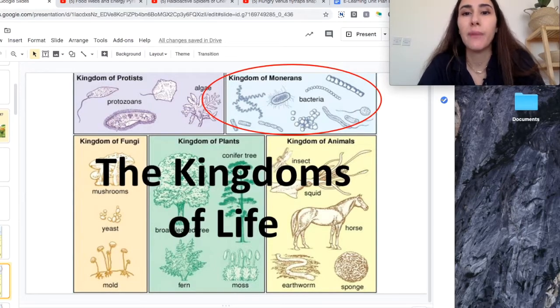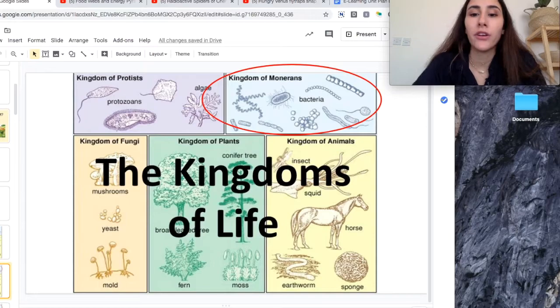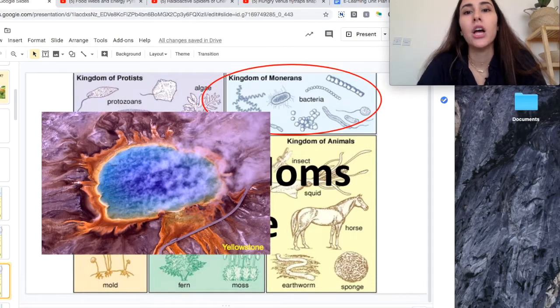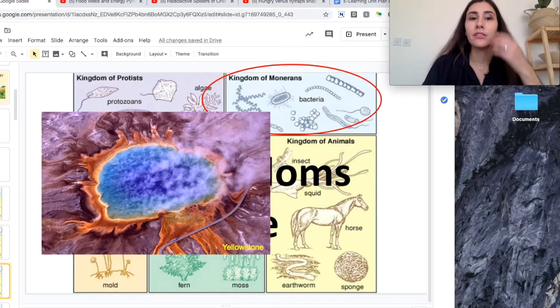And this includes bacteria, so the bacteria that we know of, right? The prokaryotic bacteria, and also a very specialized form of bacteria known as archaea bacteria, which we've kind of discussed in the past. And we said that archaea bacteria are the types of bacteria that live in extremely harsh environments on our planet.